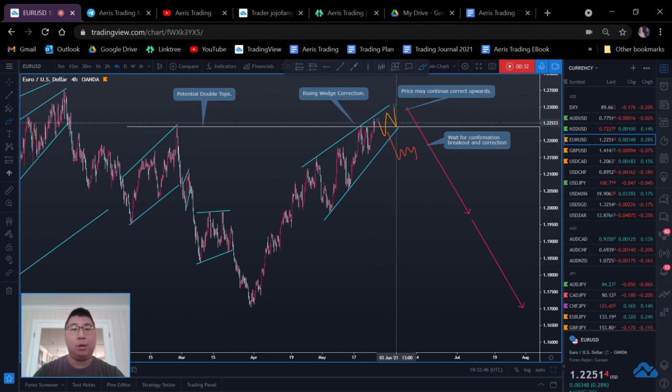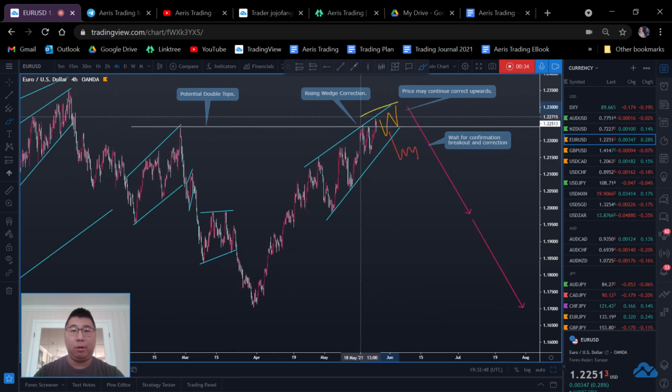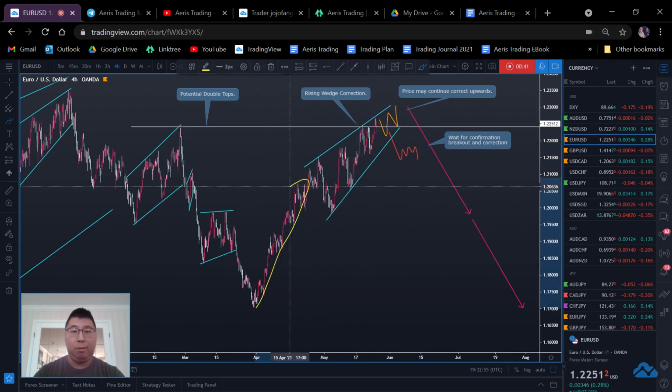Okay, so let's start with euro dollar here. If you look at euro dollar's current price action, we can see that this last bit of the price is rather corrective, right? Not like the impulsive move that we saw in the past, where it's very clear to identify what the impulses are, whereas this current price action here is rather corrective.